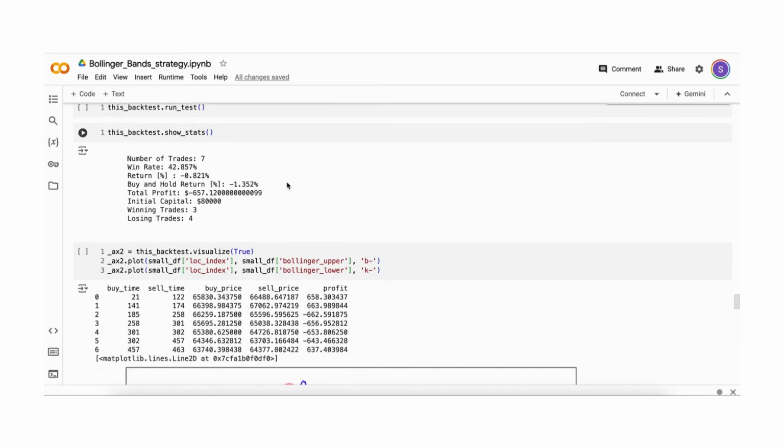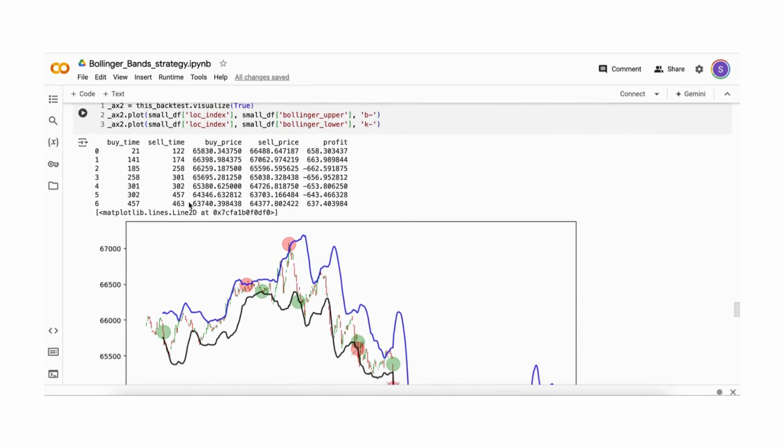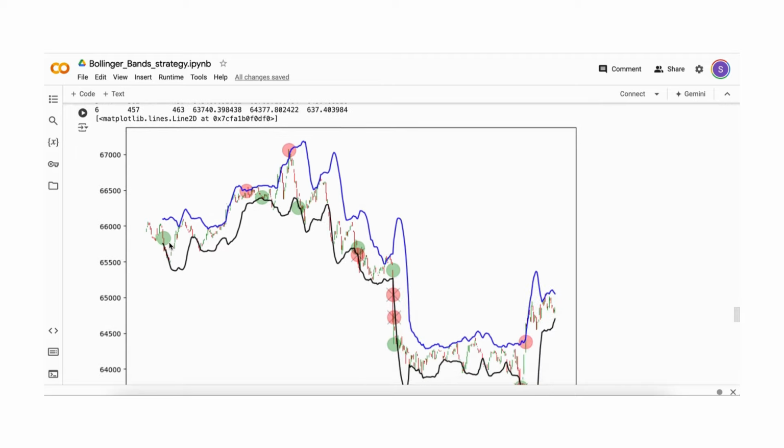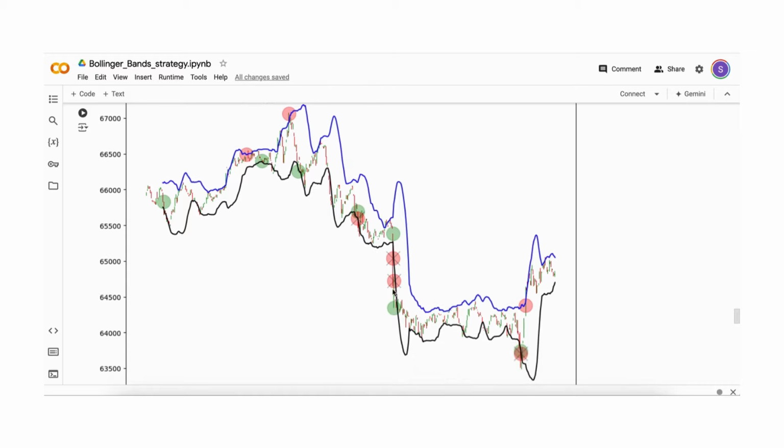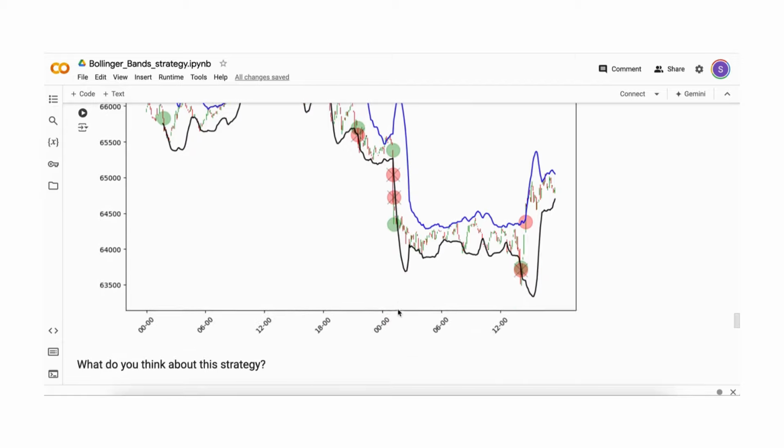When we run this backtest, we find that our returns are negative, but they are still better than buy and hold. Our win rate is 3 out of 7, so less than 50%. And then these are the trades we took. As you can see, we were doing well when the stock was going up, and then when we have lower lows, we hit the stop loss here. Especially when we go down here, the Bollinger Band cannot keep up very well, and we hit a lot of losing trades in this particular region.